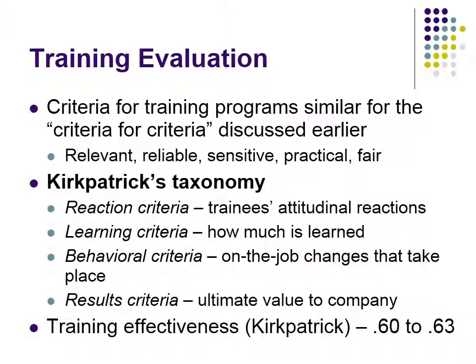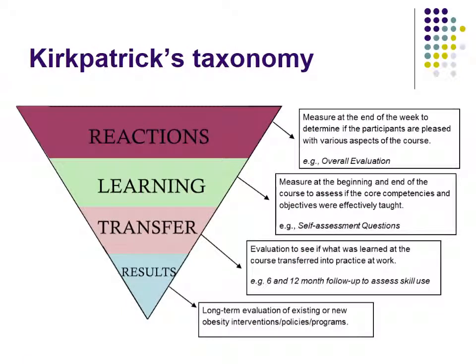And the final level of Kirkpatrick's taxonomy is what we really are interested in. That's the results criteria. Did this training result in increased performance and productivity of the company? So, research on training effectiveness using Kirkpatrick's model has found relationships of about 0.6 to 0.63 as far as correlations between training on each of these criteria, especially when done correctly. So that is a solid amount of evidence that training can be effective.